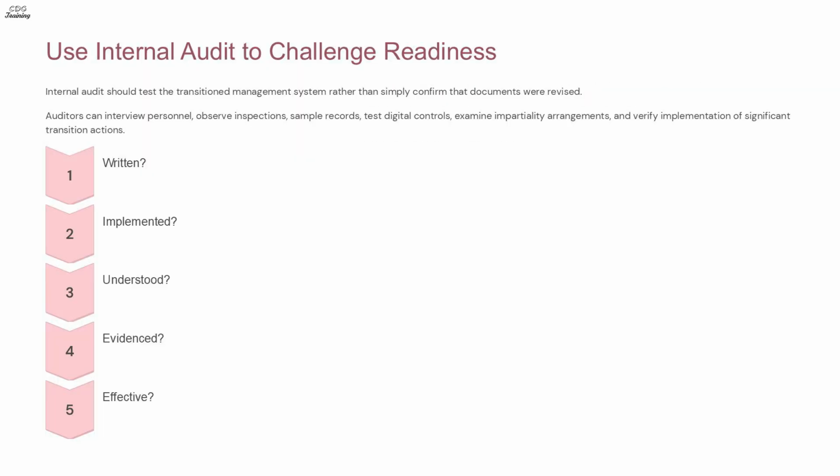Internal audit should test the transitioned management system rather than simply confirm that documents were revised. Auditors can interview personnel, observe inspections, sample records, test digital controls, examine impartiality arrangements, and verify implementation of significant transition actions.